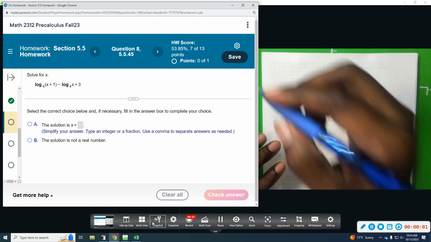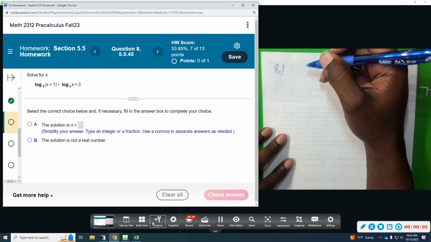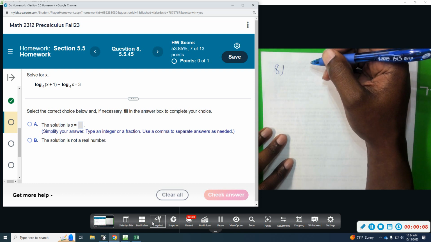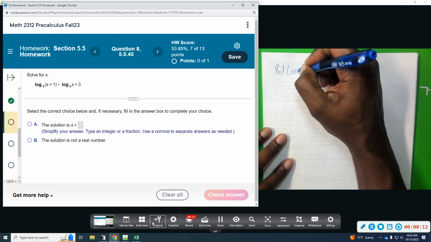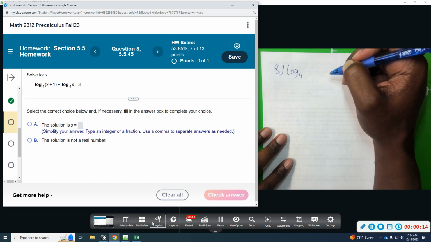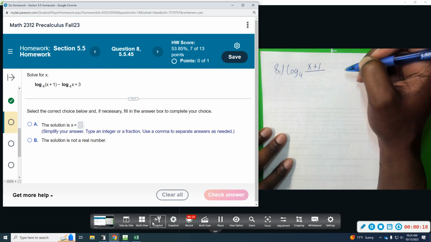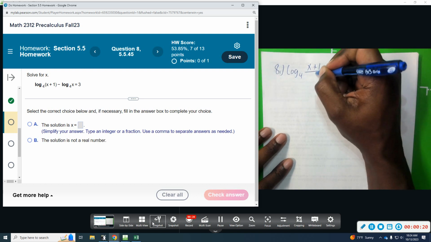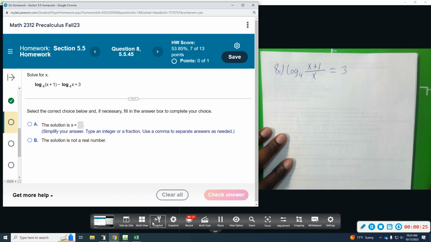All right, number 8. This one is similar to 7. We got 2 logs. We're going to combine them to be 1 log on the left-hand side. So we have log base 4 of numerator x plus 1, denominator is just going to be x, and that's going to be equal to 3 on the other side.